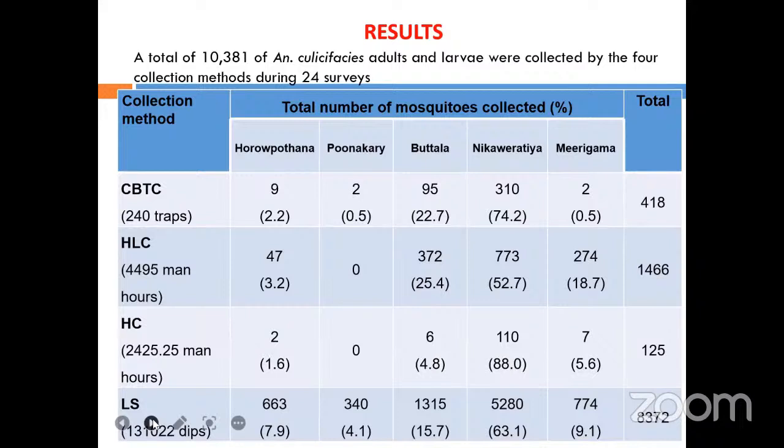And the second highest abundance of culicifacies was noted from the Buttala site located in the dry zone. And it was observed that in the dry zone Punakari site, the lowest abundance of culicifacies was seen from CBTC and LS.